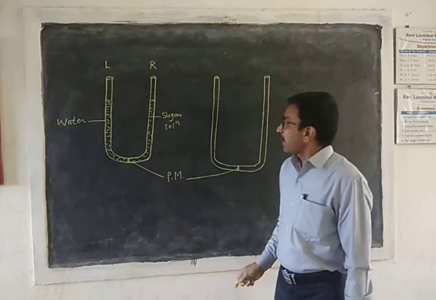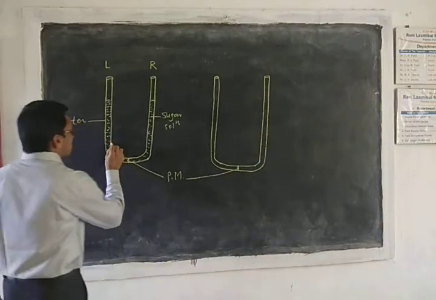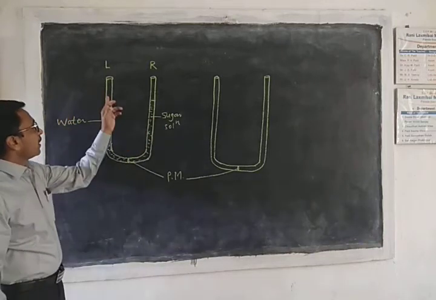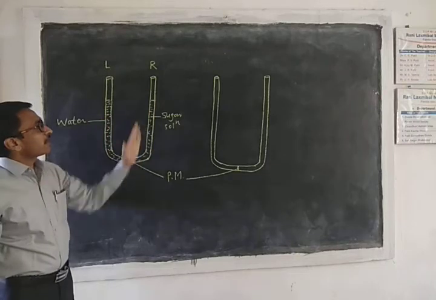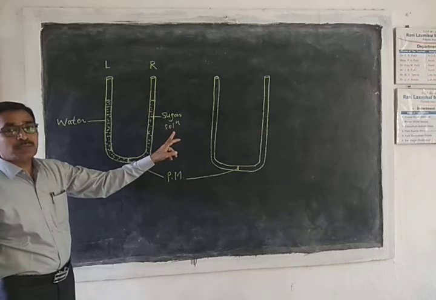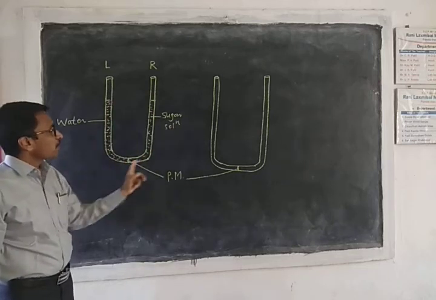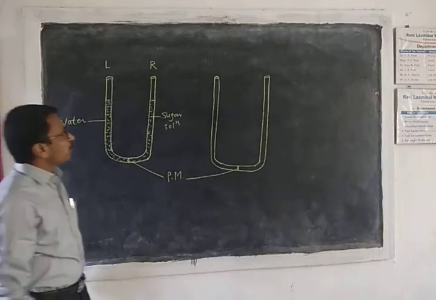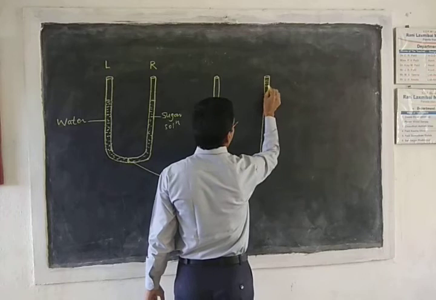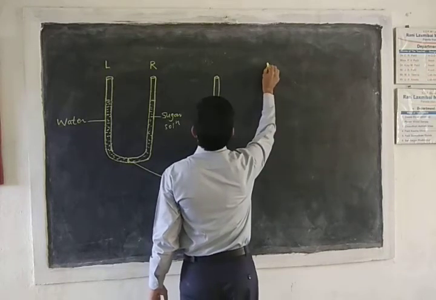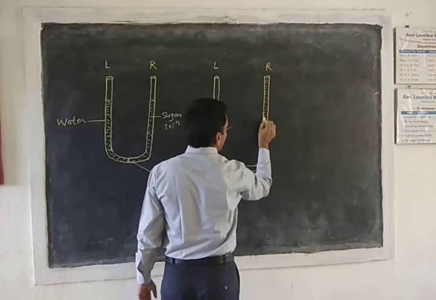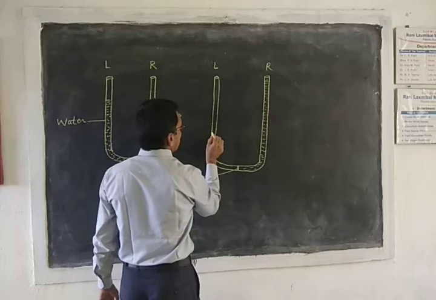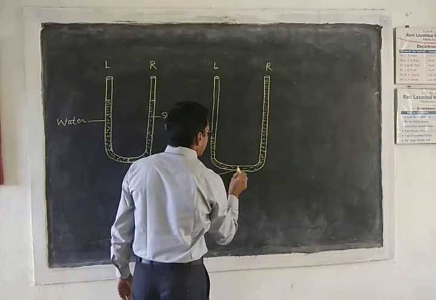After some time osmosis takes place, and because of that osmotic pressure, the water molecules which are present in the left limb move towards the right limb. ह्या लेफ्ट लिंब मध्ये जे काही वॉटर मॉलिक्युल्स आहेत, हे वॉटर मॉलिक्युल्स कुठे जातील? राईट लिंब कडे जातील. Because in the right limb there is a sugar solution present. Osmosis takes place from weak solution to the strong solution. म्हणून हे वॉटर मॉलिक्युल्स स्ट्रॉंग सोल्युशन कडे जातील. And as a result of which the level of the right limb will increase.